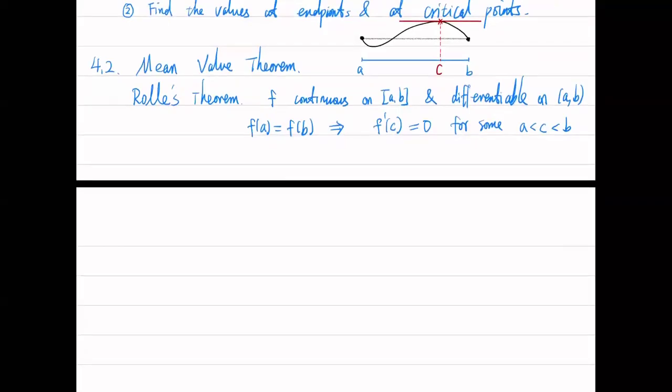Okay, so that's a special case. Then we use the special case to prove the general case, the mean value theorem. The general case is, again, same condition.